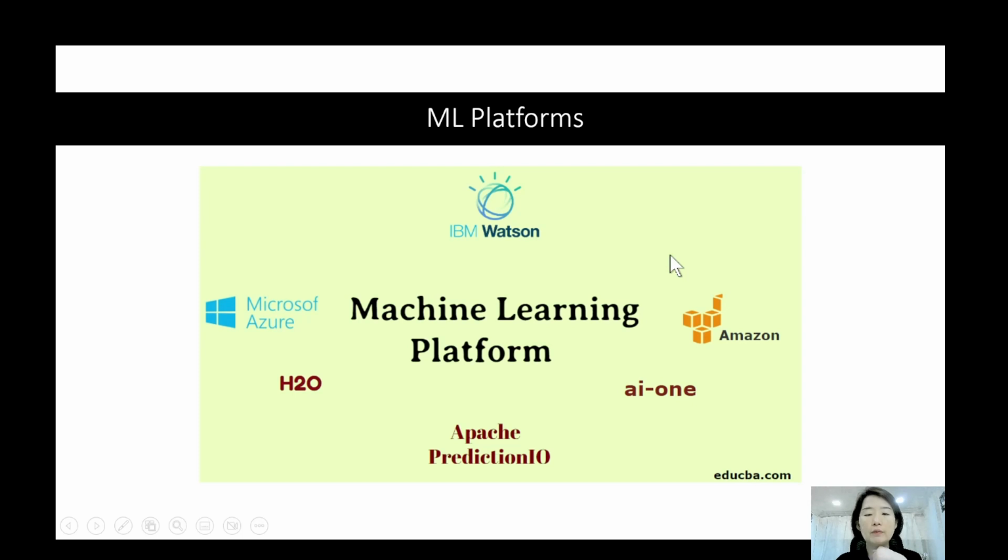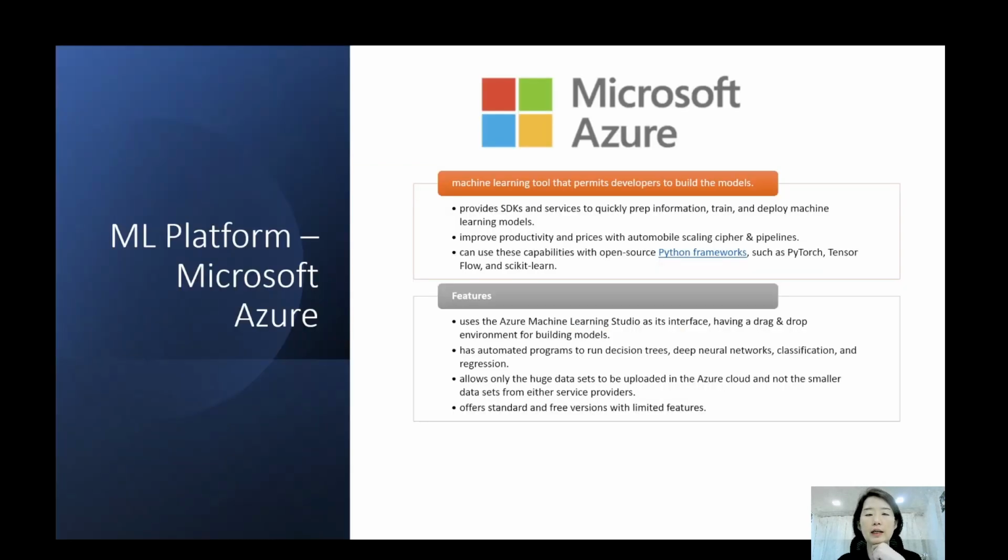Okay, these are the platforms for machine learning: IBM Watson, Microsoft Azure, Amazon AI. Some of them are free, but most of them are not free. You need a license. Machine learning platform, Microsoft Azure. As we can see, Microsoft Azure actually provides cloud computing, a machine learning tool that permits developers to build the model. They provide the SDK, the software development kits, for you to quickly prepare the information, train it, and deploy your machine learning.